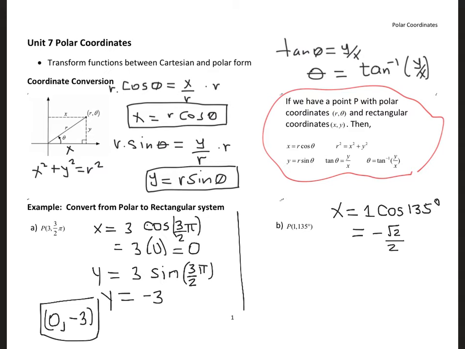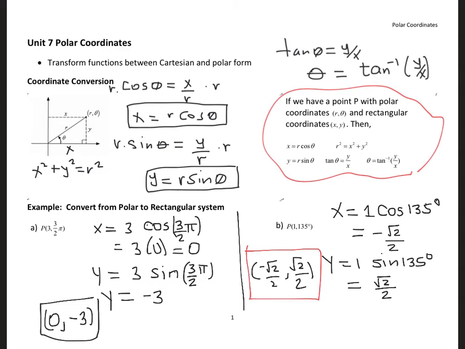And then let's find y. y is given by 1 times sine of 135 degrees. So we get 1 times sine of 135 is square root of 2 over 2. So what do we get for the answer? The answer becomes negative square root of 2 over 2 and square root of 2 over 2. So that's the answer. And let me highlight the answer right there.